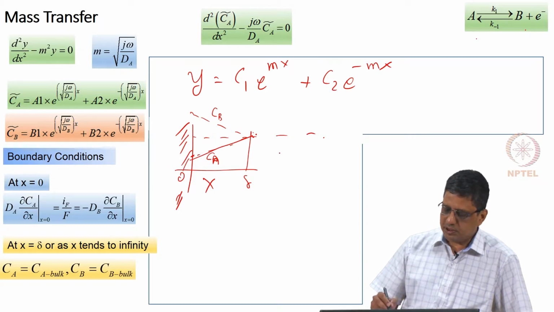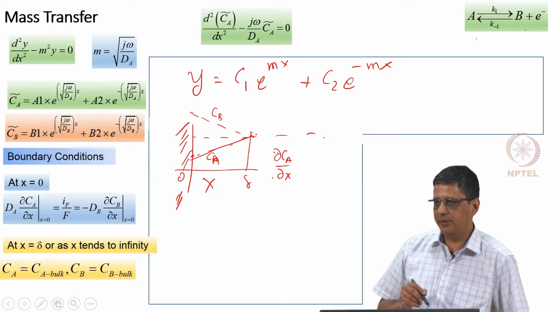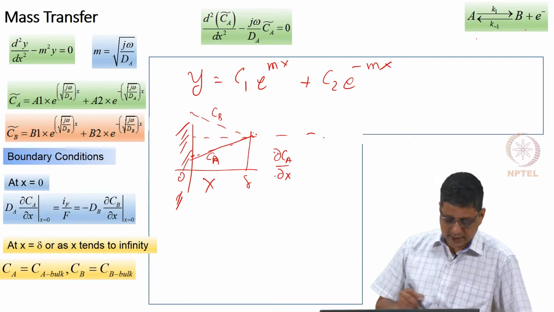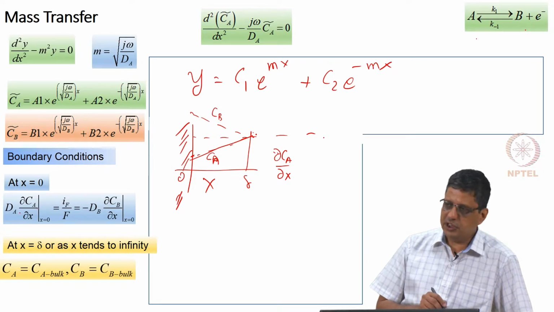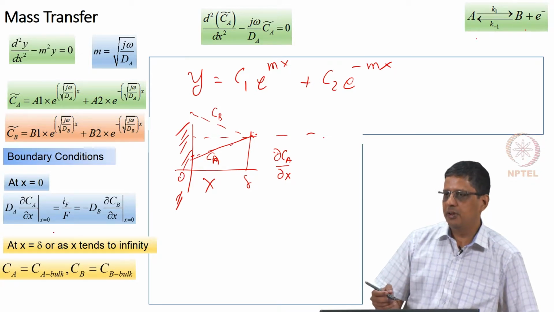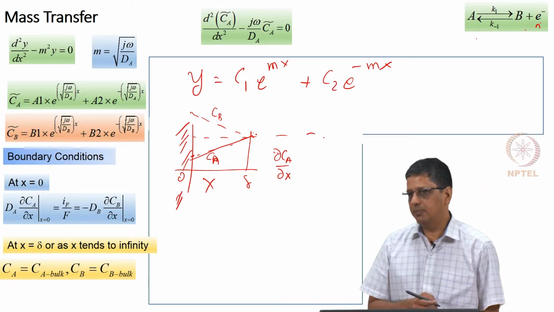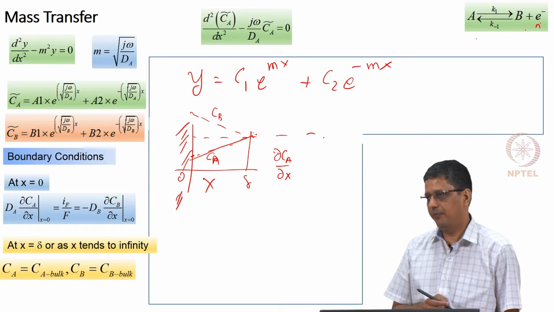When this is the case, what happens to dCA by dx? That is a positive value, because it has a positive slope. Increasing x gives us increasing concentration of A. So, dCA by dx is positive, diffusivity of course is a positive number, and that is going to be equal to IF by F. In general, it is going to be IF by nF, where n is the number of electrons. In this particular example we are keeping n equal to 1.